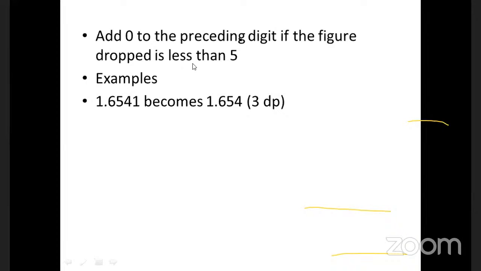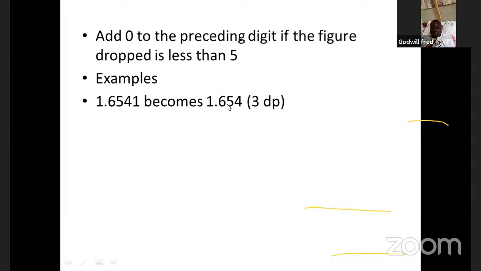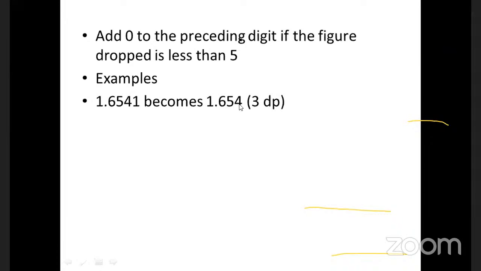So 1 is less than 5. When the figure is less than 5, you add 0 to the preceding digit, which means you simply drop the rest of the figure. Even if there were other figures after the 1 here, say 6, the figure we're dropping is 1. 1 is less than 5. We drop it and the rest of the figures that follow after 1. So we shall be having 1.654 to 3 decimal places as our answer.